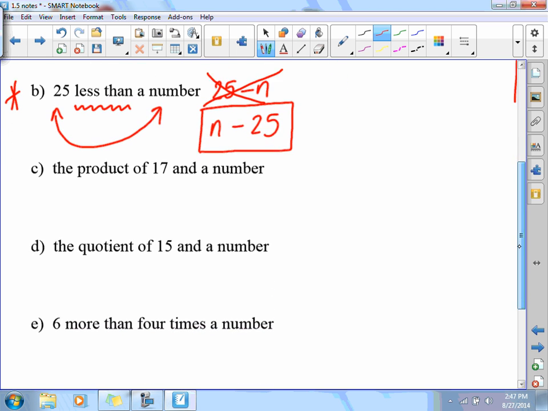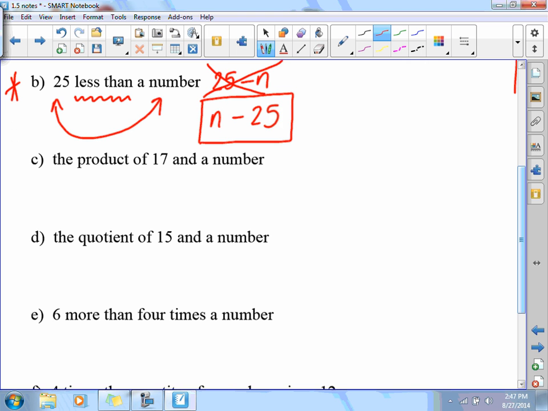Okay, for part C, we have the product of 17 and a number. So product, I know it has of in here too, but product is really the word that we want to focus on, because that means multiplication. So we're going to multiply 17 and a number. 17 times n. Or you could just write it 17n. Your choice, with or without the little dot.